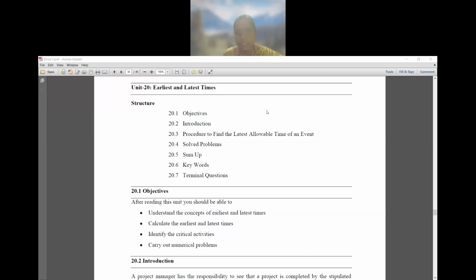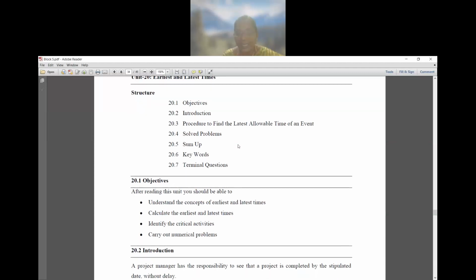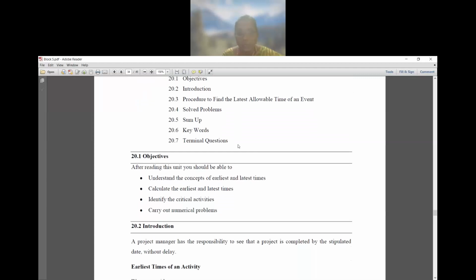First, let's see the objective of this unit. After studying this unit, you should be able to understand the concepts of earliest and latest times, and to calculate the earliest and latest time values, to identify the critical activities, and finally how to solve the numerical examples.